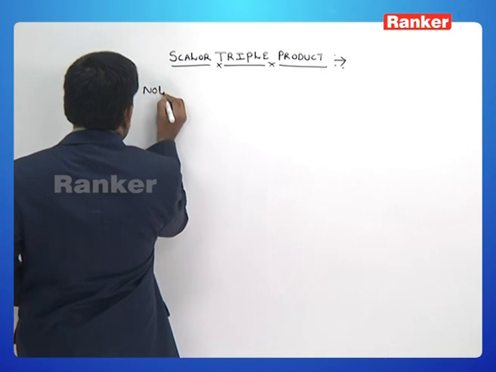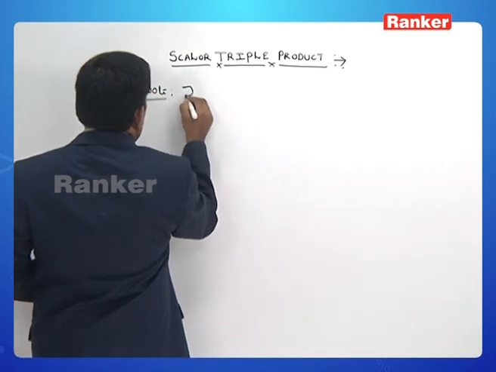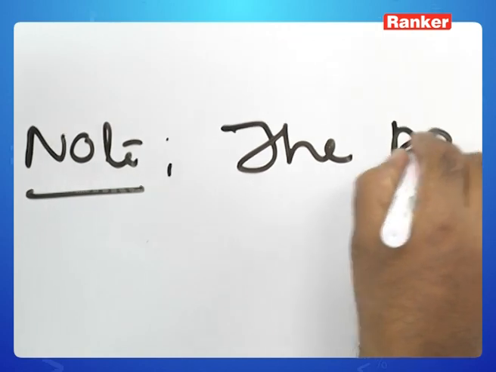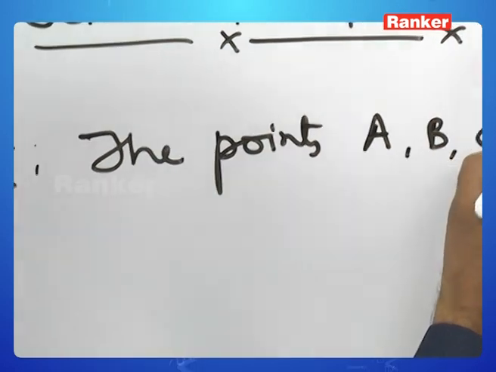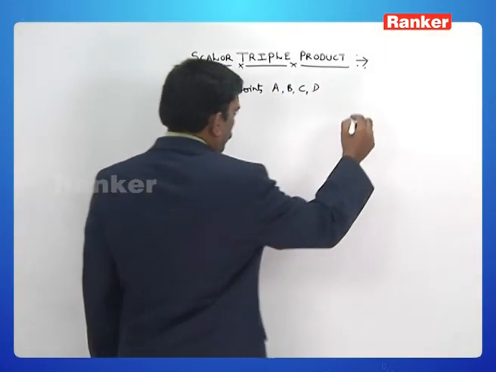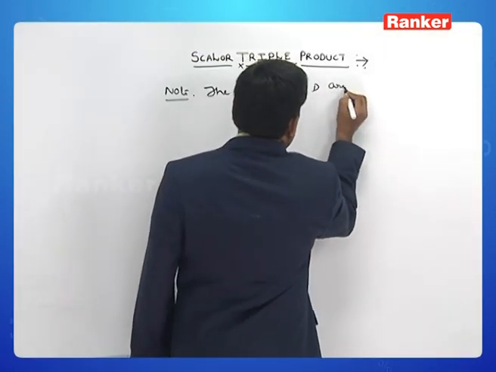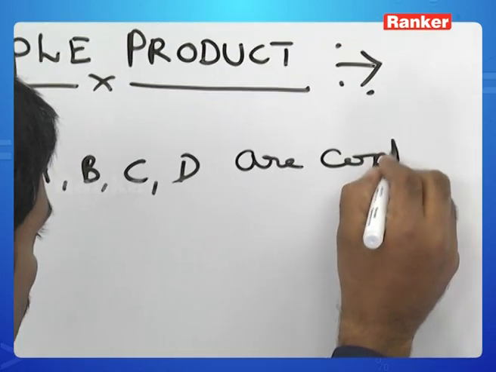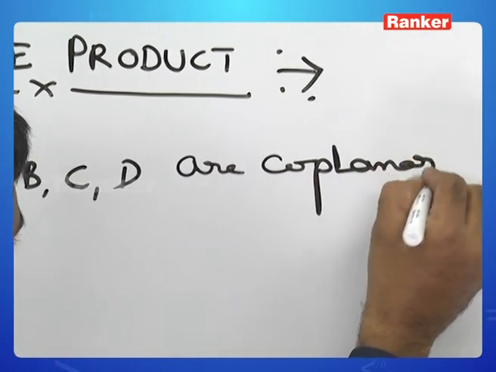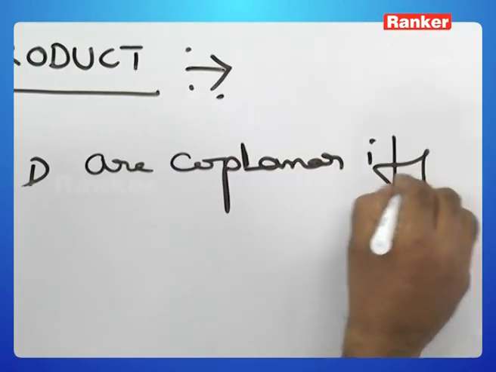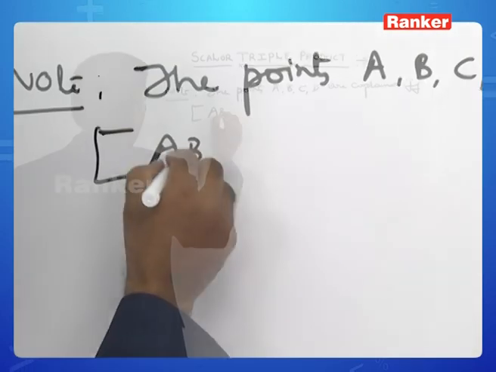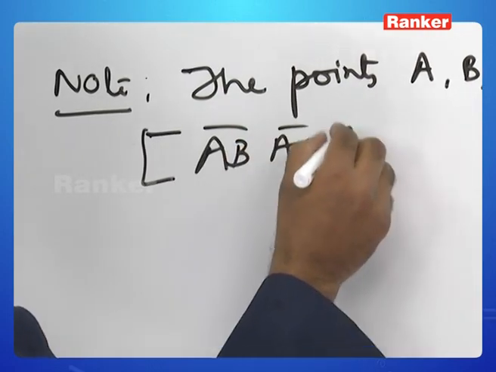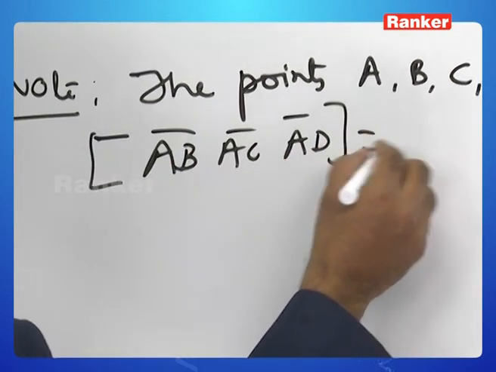Note: the points capital A, B, C, D are coplanar if and only if box of AB bar, AC bar, AD bar is equal to 0.